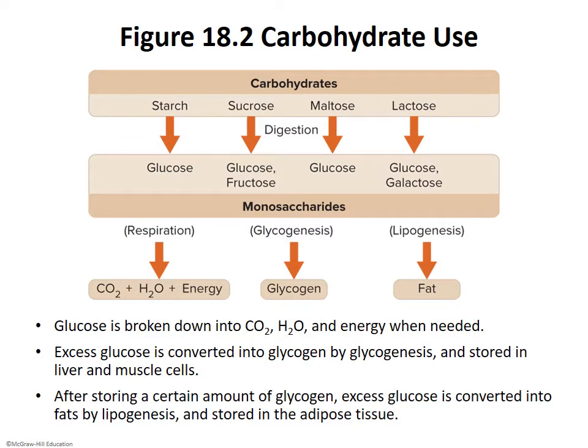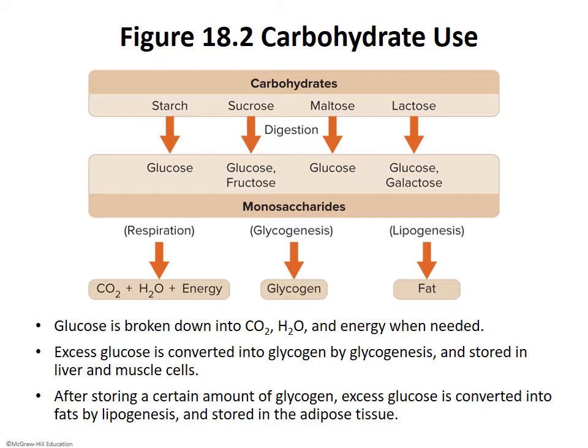This is a little flow chart that shows how the carbohydrates are broken down, absorbed, and then used. So we start on the top level where it says carbohydrates, and it's got starch, which is a complex polysaccharide. It is made up of long chains of glucose. That's what starch is. And so digestion of starch is breaking down the starch to glucose.